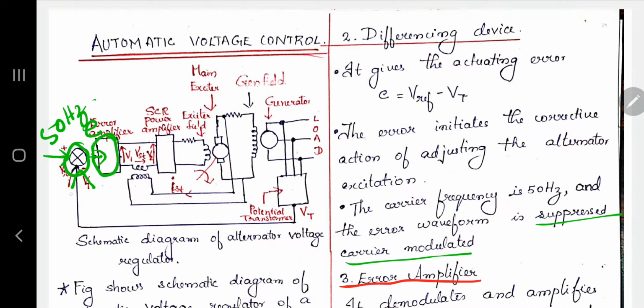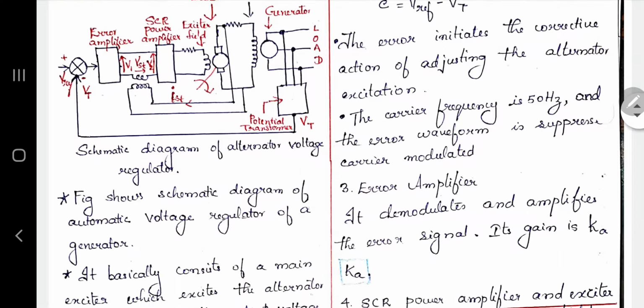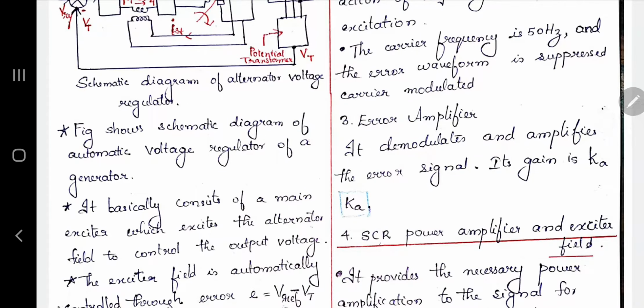It is actually demodulating this error signal and amplifying it. It demodulates the error signal and amplifies it, and the gain of the system is Ka. So, we can use this Ka as a block for representing the transfer function, and this can be used for making a complete block diagram.